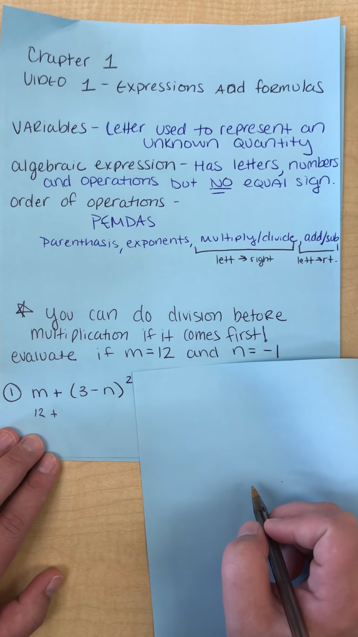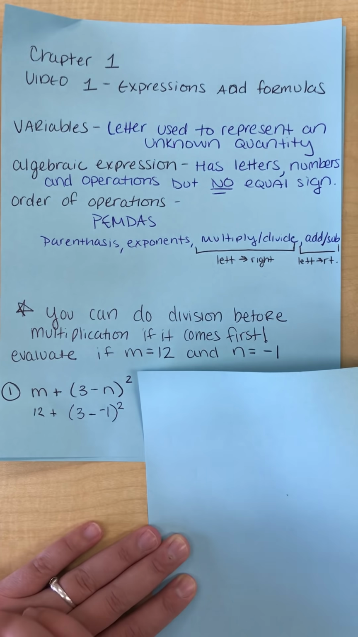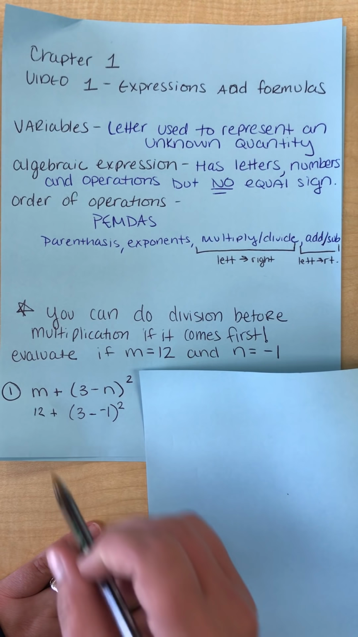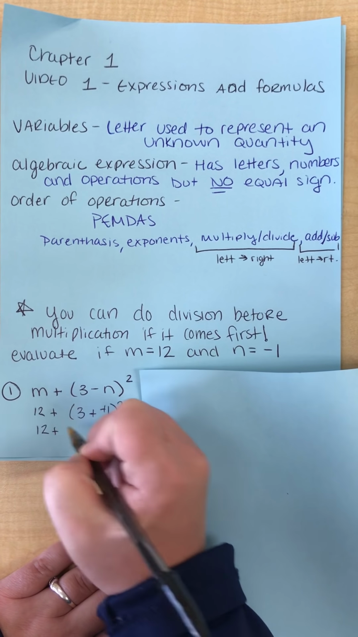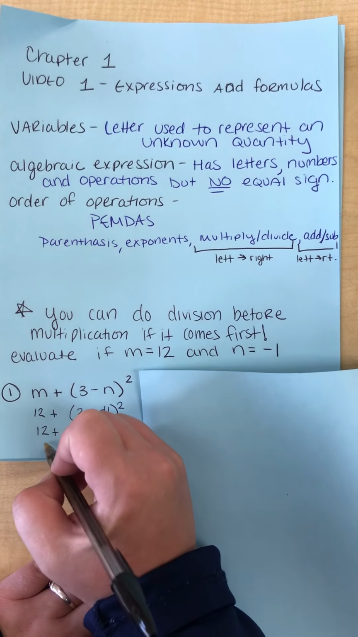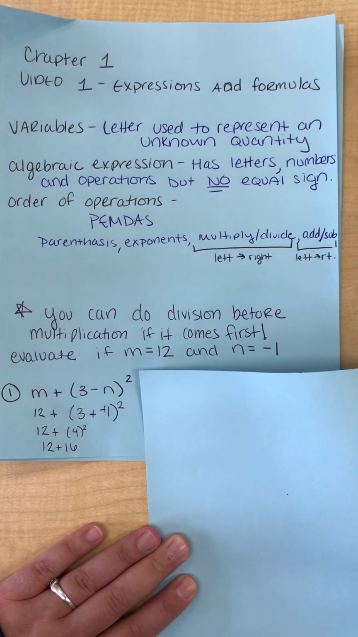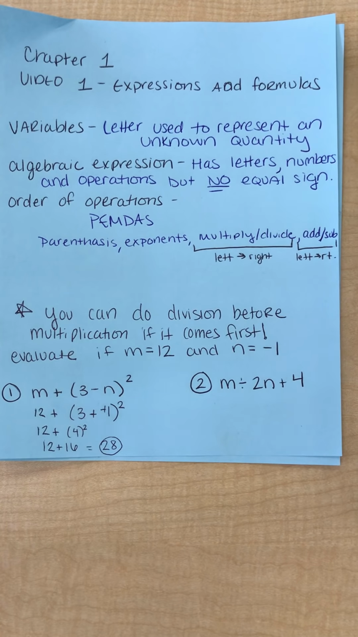And then I'm going to start using my order of operations, my PEMDAS, to actually simplify this. First parentheses, so 3 minus a -1 is just the same as 3 plus 1. So now I have 12 plus 4 squared. Exponents next, so 4 squared is 16, so 12 plus 16 then. And 12 plus 16 would give me 28. So there's my answer.